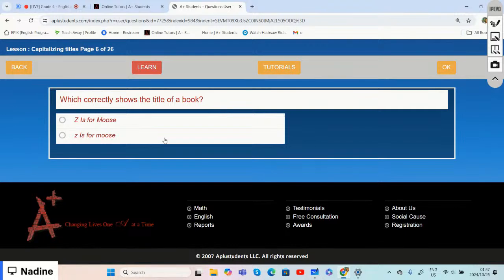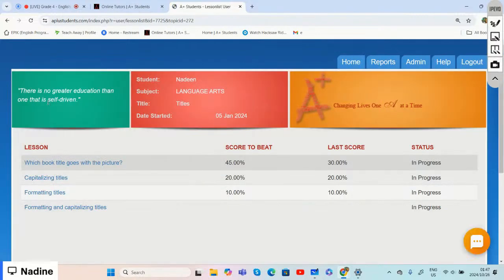All right, so this is the end of our lesson on titles. We said that when it comes to titles, the first word of the title needs to be capitalized, the last word needs to be capitalized, and every important word in between needs to be capitalized.